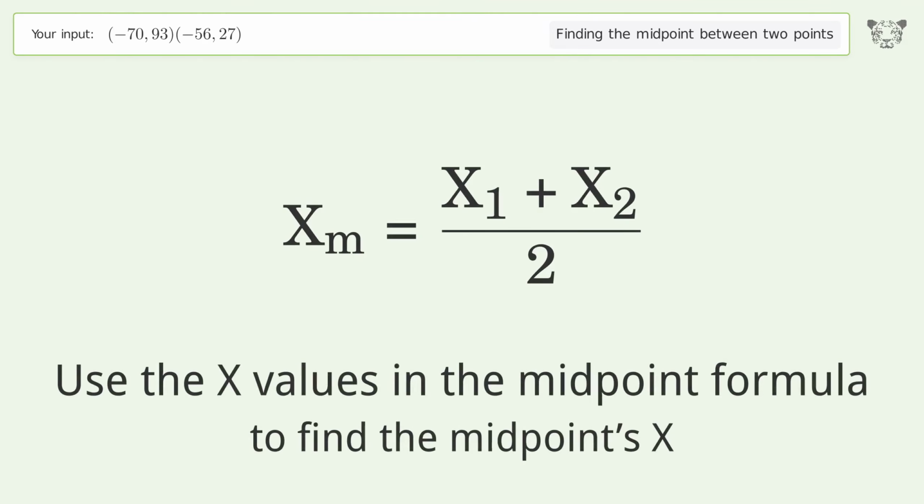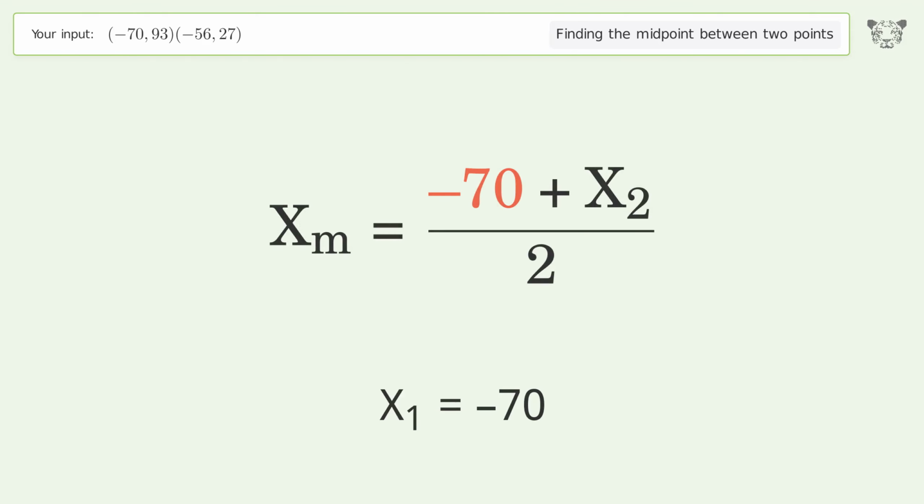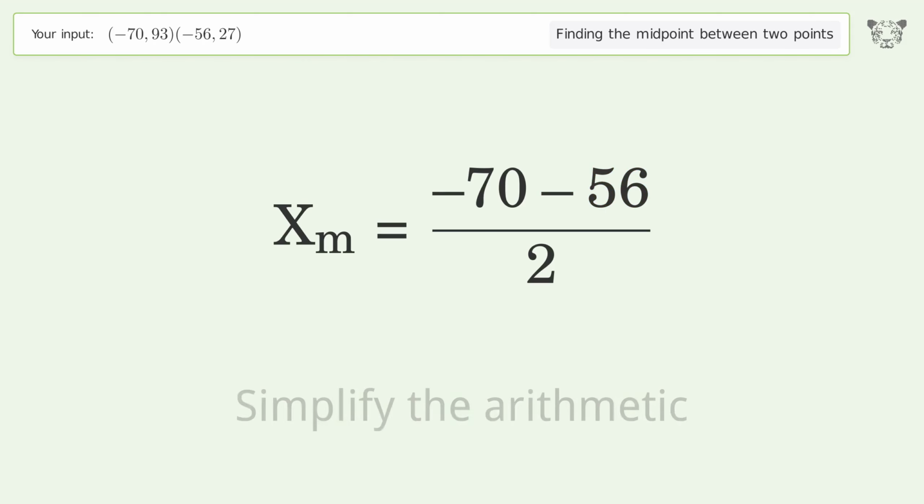Use the x values in the midpoint formula to find the midpoint's x. x1 equals negative 70. x2 equals negative 56. Simplify the arithmetic.